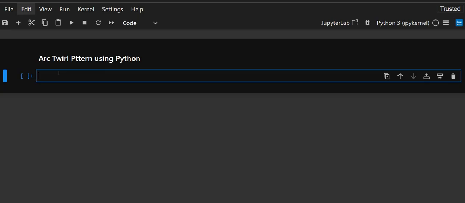In this video we are going to create an arc twirl pattern using Python. So let us start this by importing the required libraries. So firstly we'll import matplotlib.